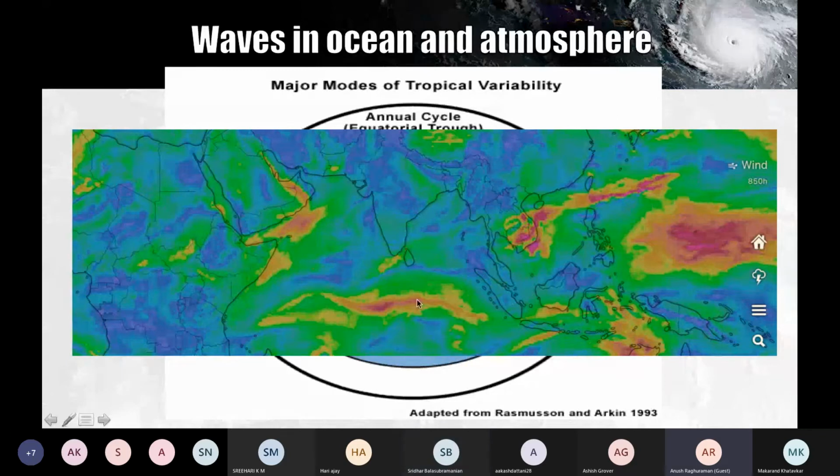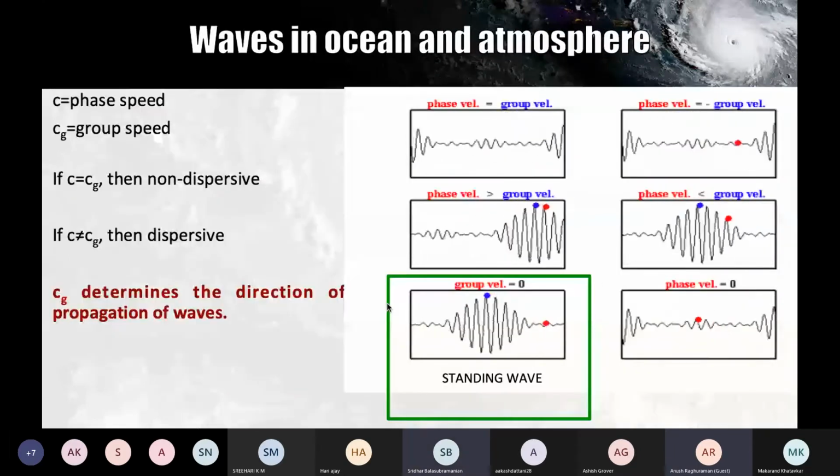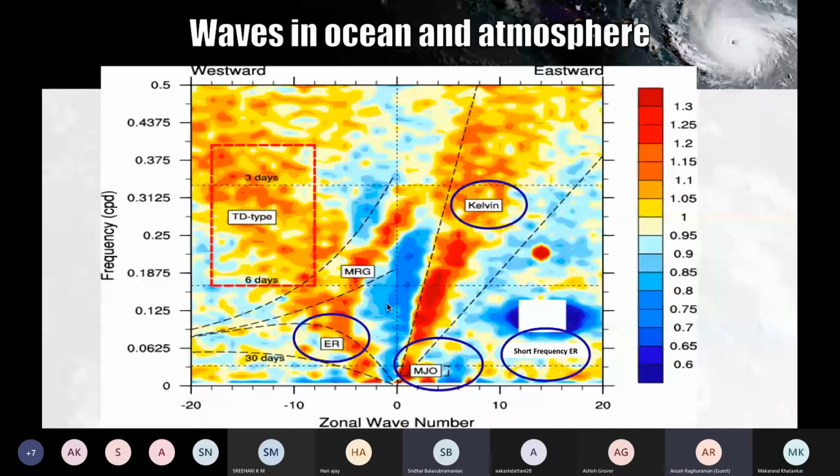These waves are atmospheric waves, Rossby waves, Kelvin waves. They're also present in the ocean, but whatever I am showing here is atmospheric waves. This chart is from atmosphere because it is wind at 850 hPa. MJO is also an atmospheric phenomenon. Kelvin and Rossby can also be seen in the ocean, but MJO is purely an atmospheric phenomenon. The MJO wave will only be in atmosphere, but it interacts with the ocean.